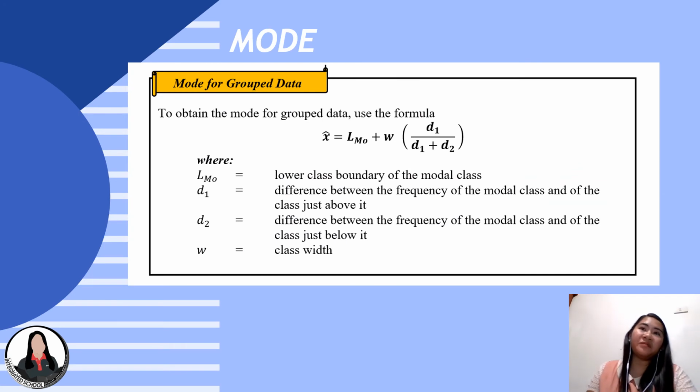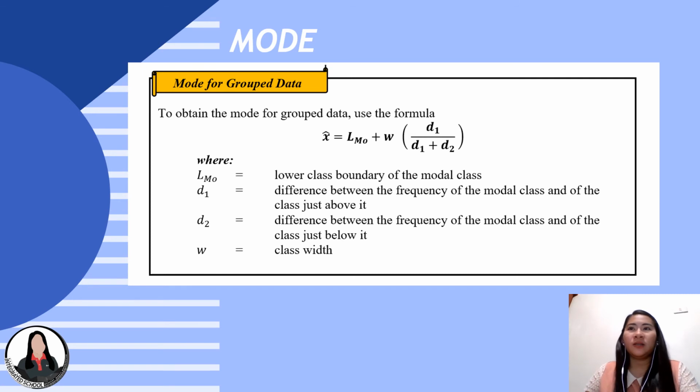For the last one, we have mode. Okay, so sa mode, madali lang din to. Kailangan lang hanapin ang modal class. So to obtain the mode for grouped data, let us use the formula x caret equals L sub MO, wherein that is the lower class boundary of the modal class, plus W, wherein that is the class width, multiplied by the quantity of D sub 1. That is the difference between the frequency of the modal class and the class above it, all over D sub 1 plus D sub 2, wherein D sub 2 is the difference between the frequency of the modal class and the class just below it.